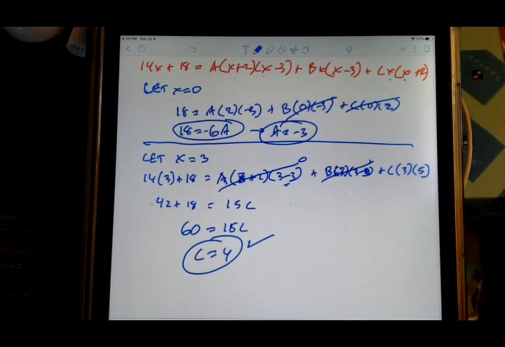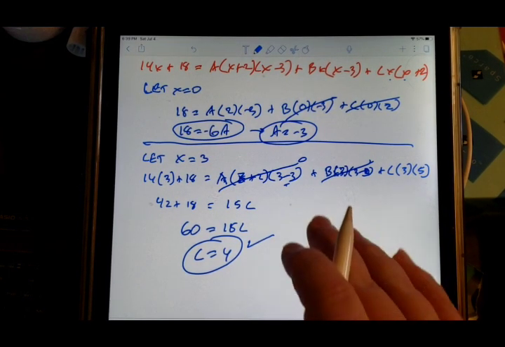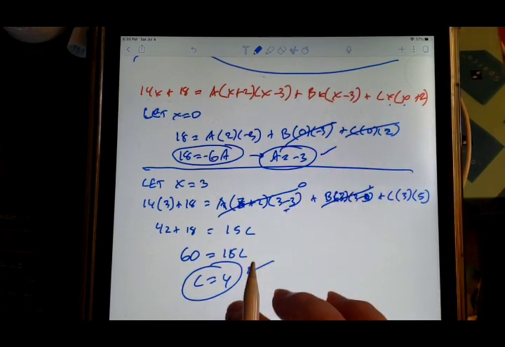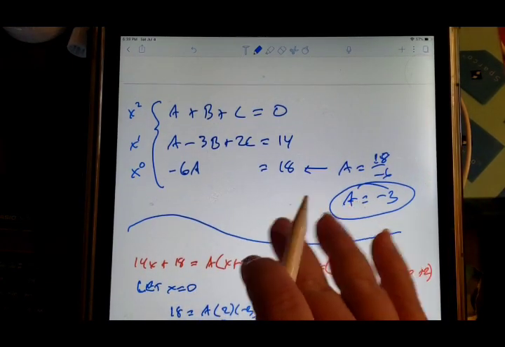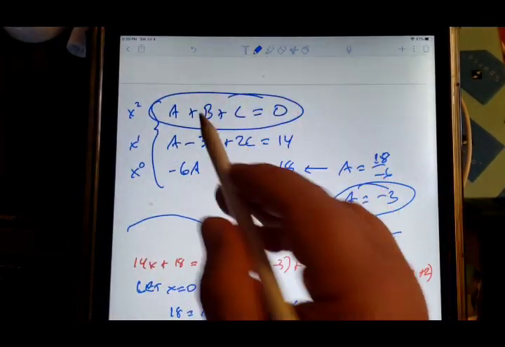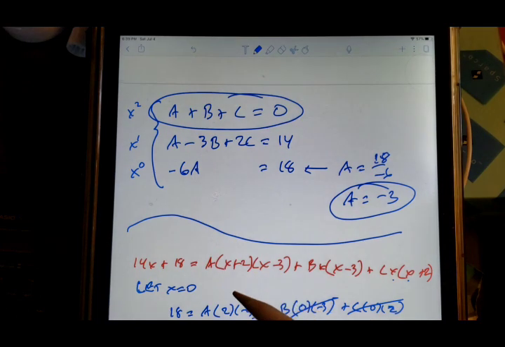So now, boy, I have a lot of choices. I know A and I know C. I have a very easy equation relating A, B, and C. But my other choice is to use the forbidden value I haven't used yet. Let's do both. All right, how do I find B?